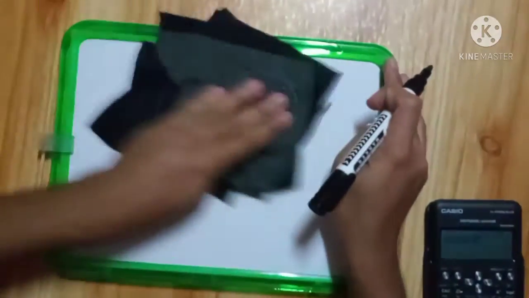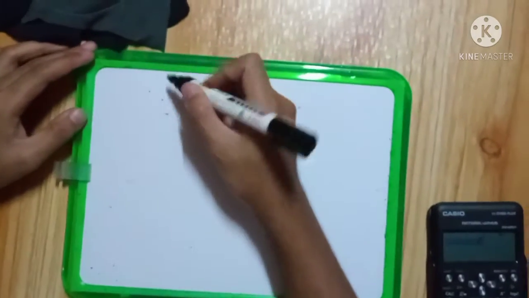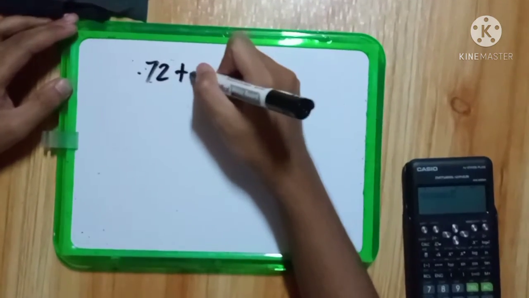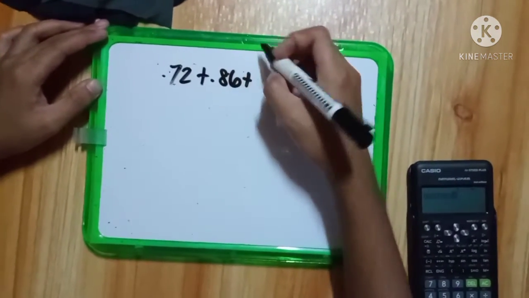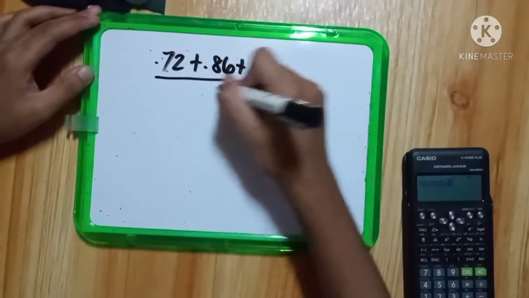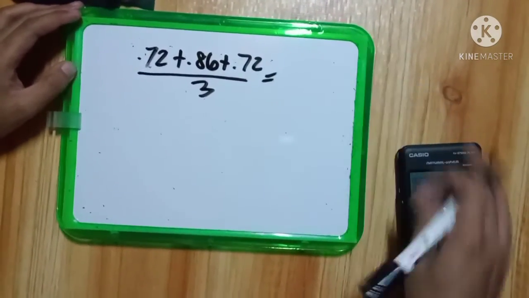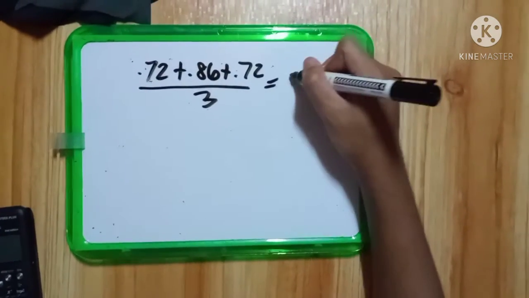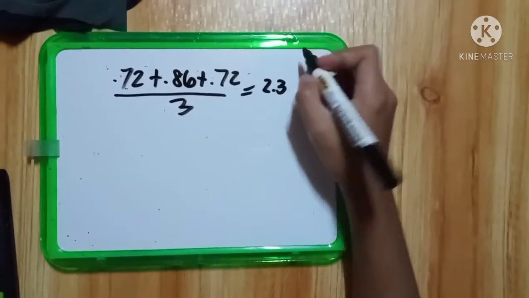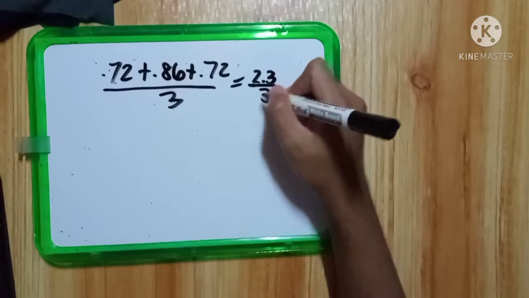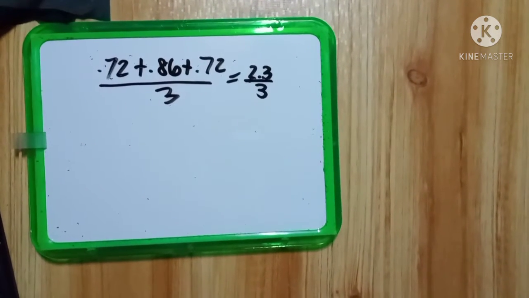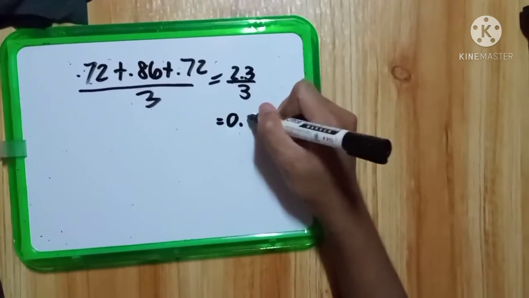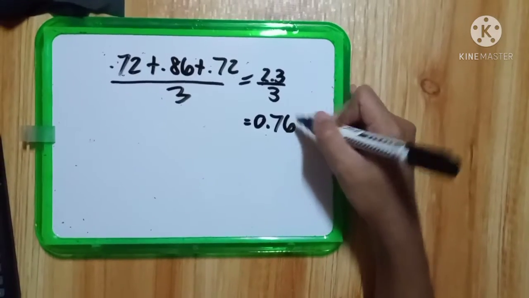The time we get in the first trial is 0.72 plus 0.86 plus 0.72 divided by 3, and the answer is 2.3, then divided by 3 is equal to 0.76 seconds.